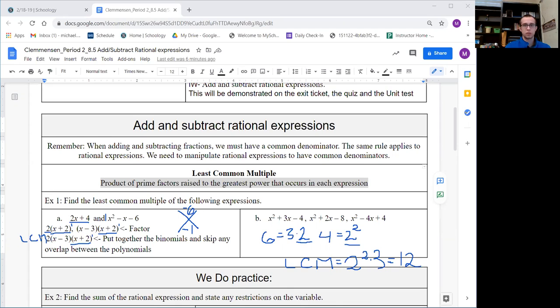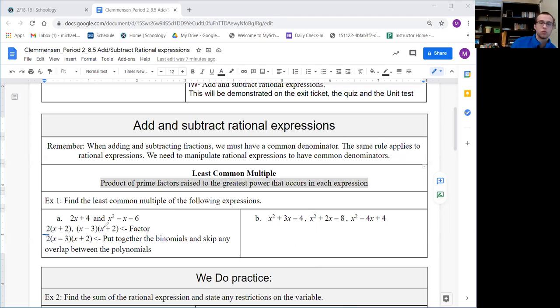So erase the screen a little bit so we can see a little better. So again, this is my least common multiple. I got it by factoring my two expressions, just like we did with the 6 and the 4. And then I took my different factors. One factor was the 2. I took that 2 down. One factor was the x minus 3, so I took that down. And then I skipped the duplicate and just put one of them down there. Are there any questions on how we got the least common multiple for A?